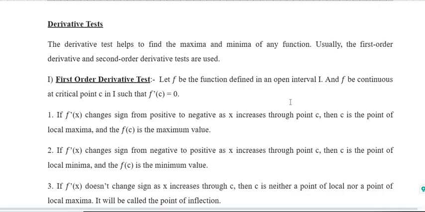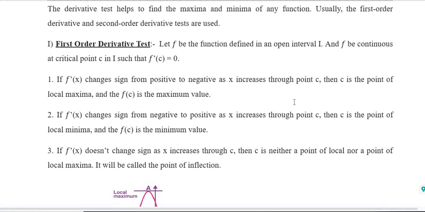If the first order derivative changes its sign from positive to negative, then at point C there will be a maxima. And in the second case, if f dash x, the first order derivative, changes its sign from negative to positive, then there will be a minima. At f of C there will be a minima.